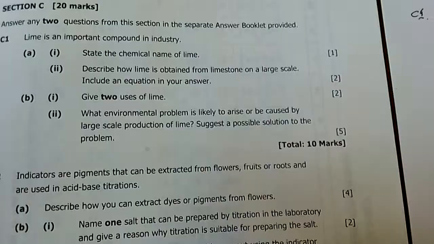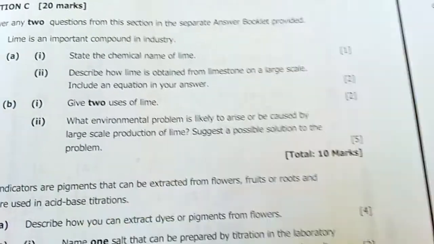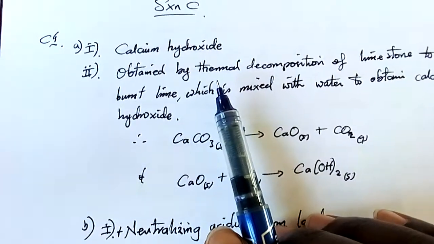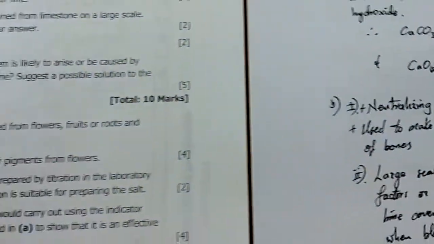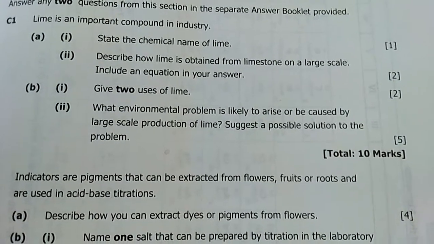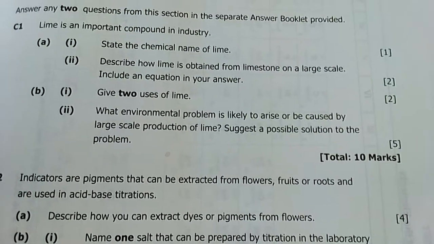C1. Lime is an important compound in industry. Part A: state the chemical name of lime. My answer here is calcium hydroxide. Second question: describe how lime is obtained from limestone on a large scale. Include an equation in your answer.